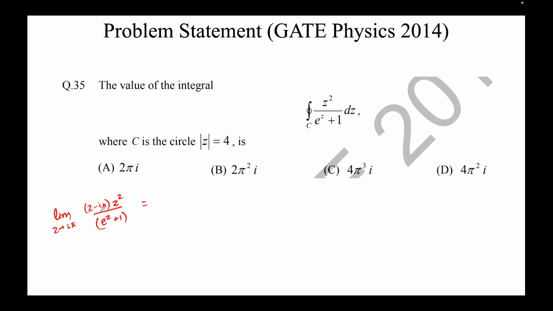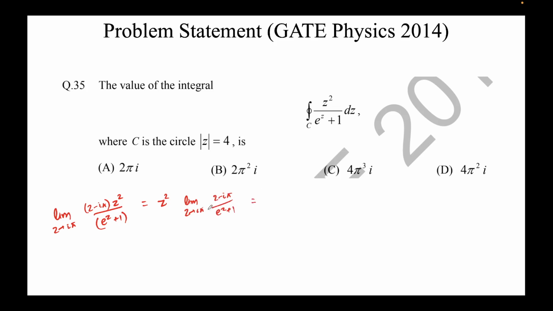So let's just try to put it. This will be 0, and this will also be 0. So z square is the term which I can simply pull out. Z square I can pull out. This is limit z tends to i pi of (z minus i pi) over (e to the power z plus 1).